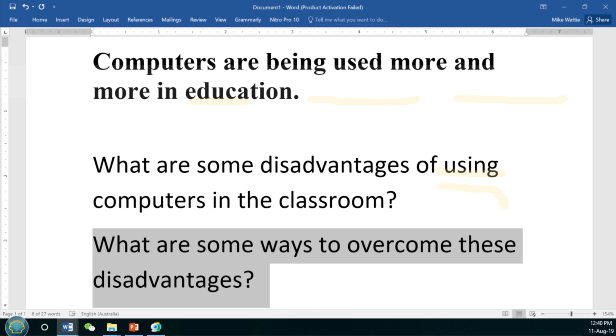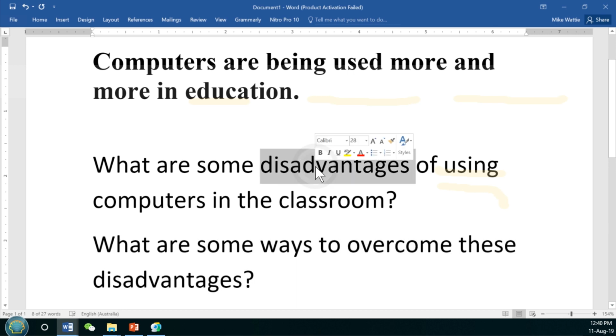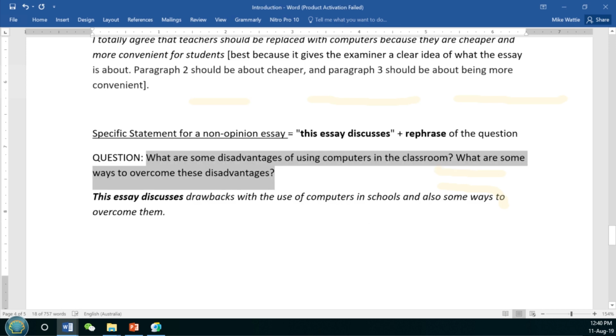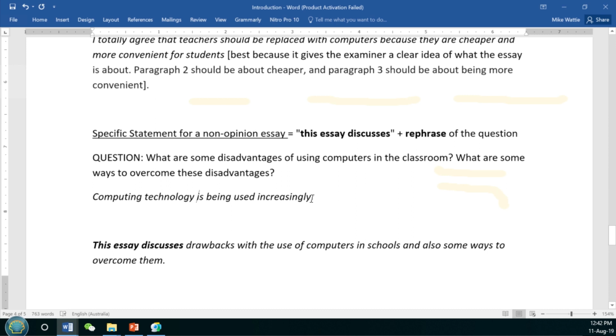So this is sort of like a problem solution essay. The problems are the disadvantages, and then the overcoming is the solutions. So let's see how we can respond to these task instructions using this phrase. We can paraphrase the topic to something like this: computer technology is being used increasingly, and then our specific statement. This essay discusses drawbacks with the use of computers in schools and also some ways to overcome them.